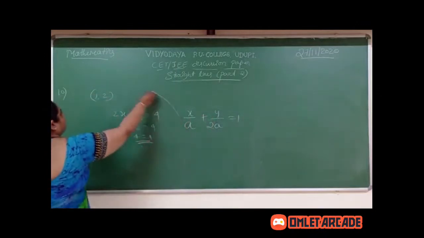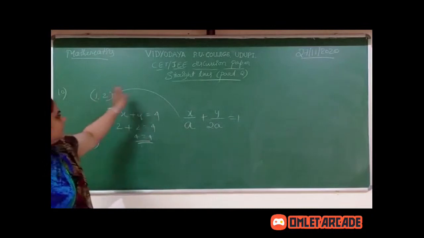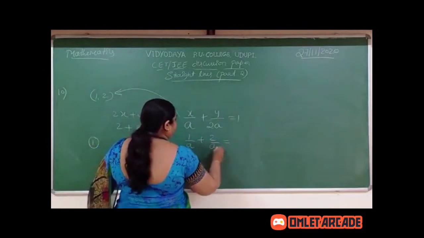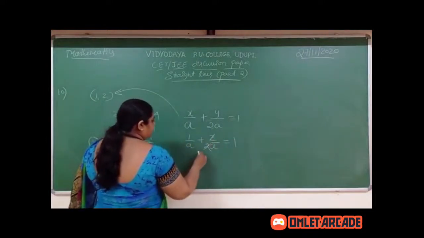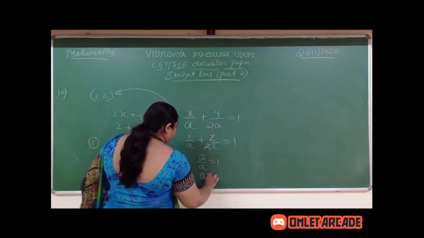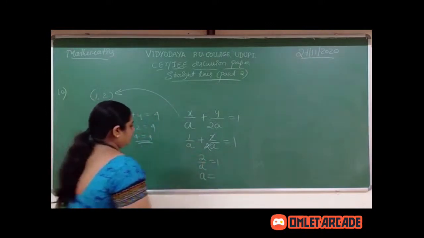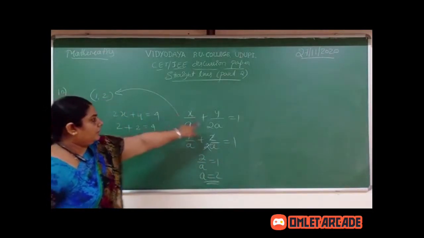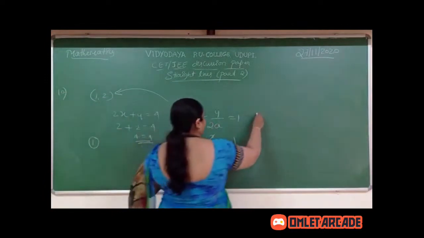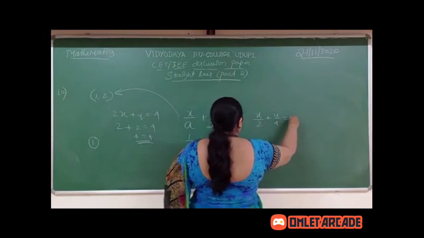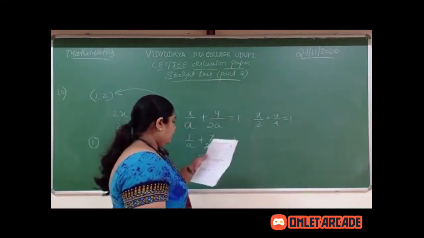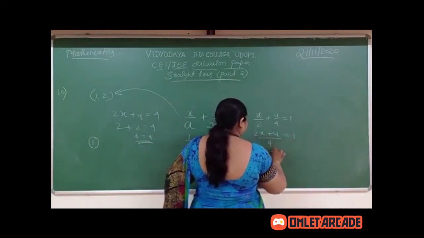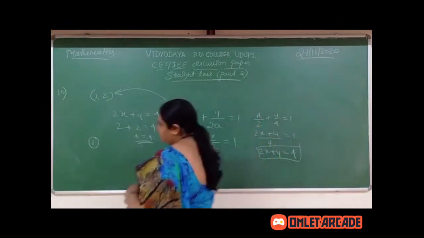Since it is passing through the point (1, 2), it should satisfy the equation: 1 by a plus 2 by 2a is equal to 1. 2 gets cancelled, so 2 by a is equal to 1. So a is what? A is 2. Then the equation becomes x by 2 plus y by 4 is equal to 1. When you simplify this, 2x plus y is equal to 4. Is it option number 1, students?